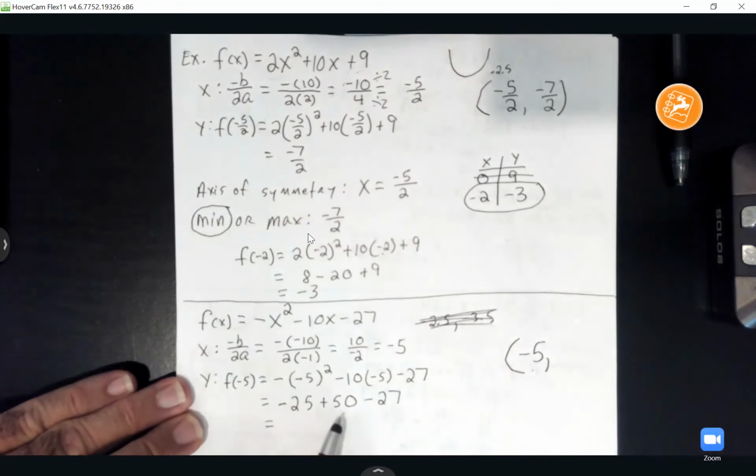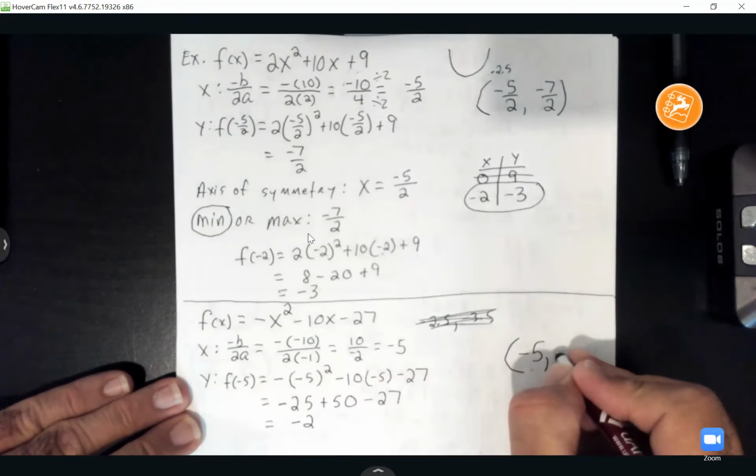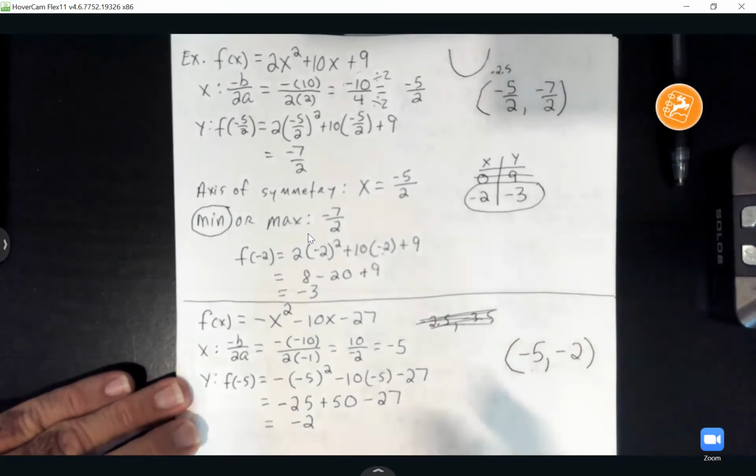Remember, at this point, the second number will be twice as big as the first number and opposite in sign. So if you accidentally made this a +25 and then you had +50, that's telling me that one of those would be wrong because these two are always opposite in sign. All right, y'all, -25 plus 50 is 25. 25 minus 27 is a -2. So this one would be -5, -2 for my vertex.